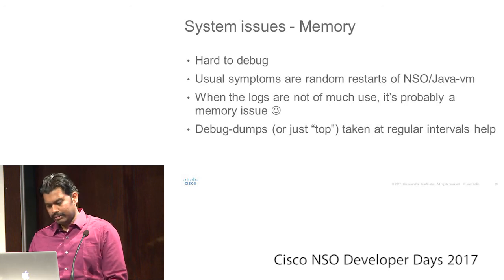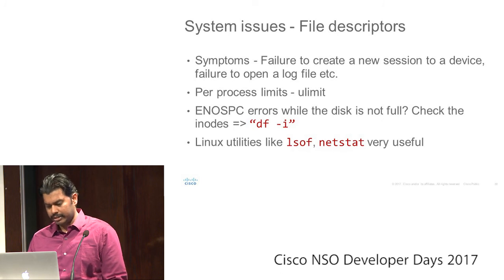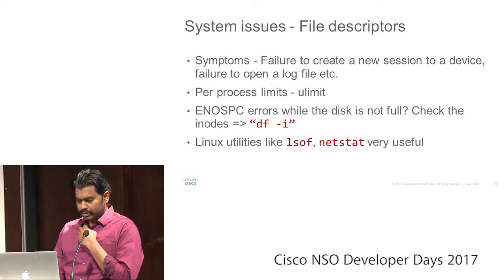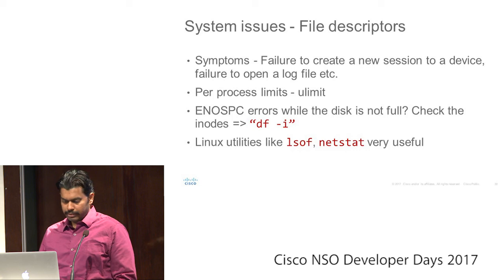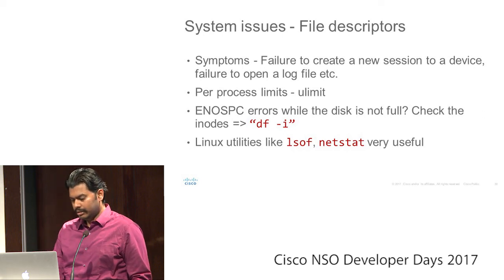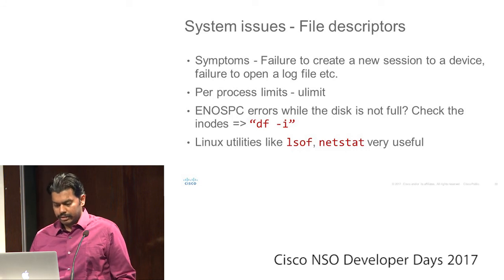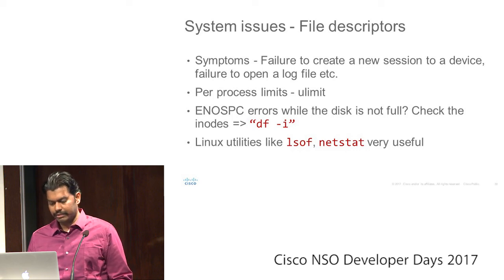And then the other issue is file descriptors. You might suspect that there's an issue with file descriptors if trying to connect to a device fails, or trying to open a log file fails or something. You can check the number of file descriptors allowed for this process by using ulimit, and you can increase them if necessary. And sometimes you get errors like no space, which is the Linux error code for no space available.